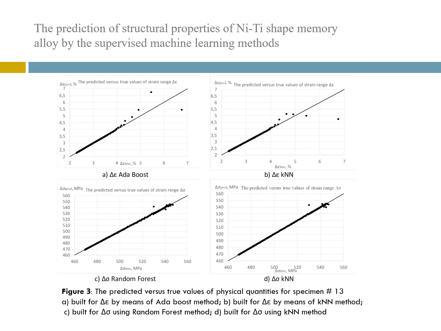Figure 3 shows the predicted versus true values of physical quantities for specimen number 13, A built for delta epsilon by means of AdaBoost method, B built for delta epsilon by means of KNN method, C built for delta sigma using random forest method, and D built for delta sigma using KNN method.